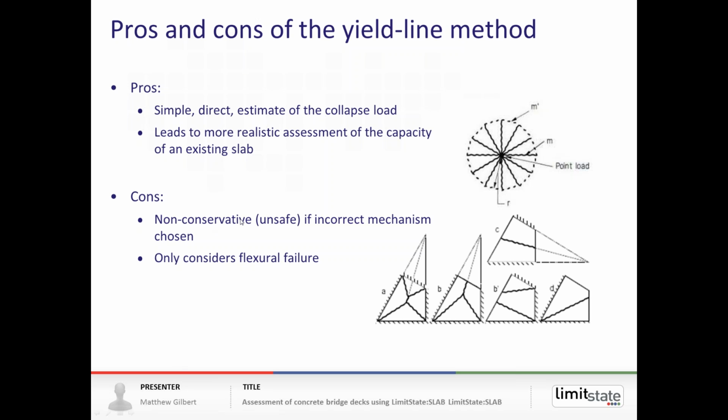Downsides are that if you don't find a good representation of the true mechanism, then you will end up with non-conservative solutions. And other drawbacks are that you're only considering flexural failure, so the traditional Yieldline method doesn't account for things like punching shear, and it's not concerned also with, for example, serviceability prior to collapse. So you have to use other methods if you want to predict deflections under service loads.